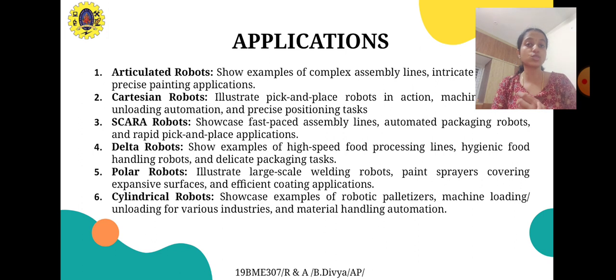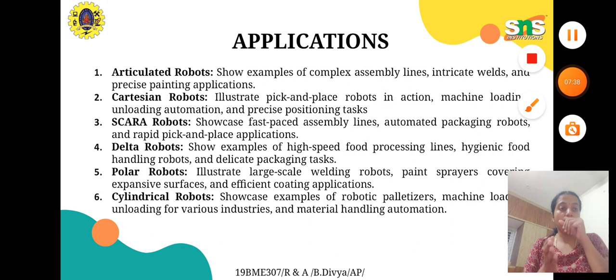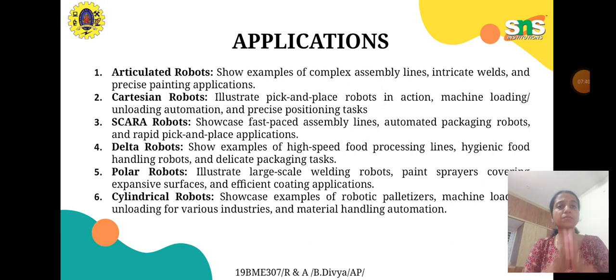Next, applications. What are the applications we have? As I told you already, the configurations are the articulate robots, Cartesian robots, SCARA robots, delta robots, polar robots, and cylindrical robots. These are the applications of these configurations and concepts. Depending on that, these applications have been developed.